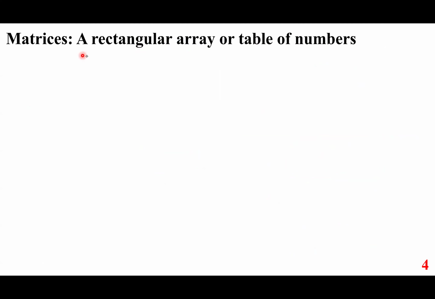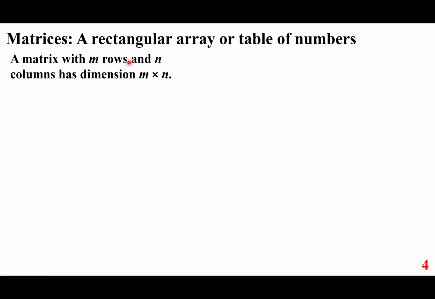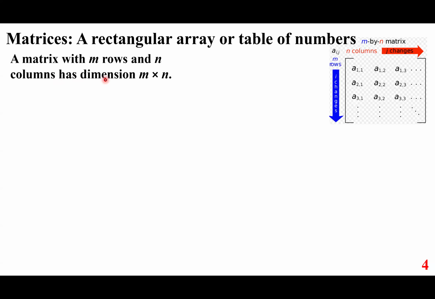Matrices. A rectangular array or table of numbers. That's the definition. A matrix with m rows and n columns has dimension m by n. So we have 1, 2, 3, we have m rows. We have 1, 2, 3, n columns. So i normally represents the row, j represents the column. So Aij, for example, A11, A22, A12, and so forth.